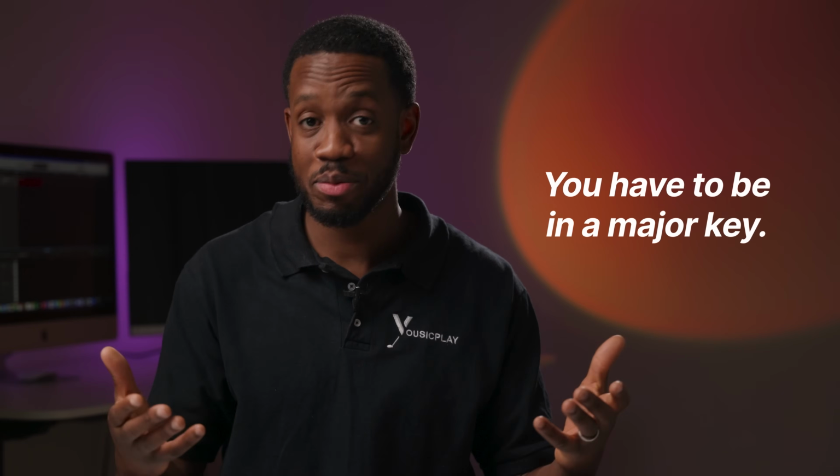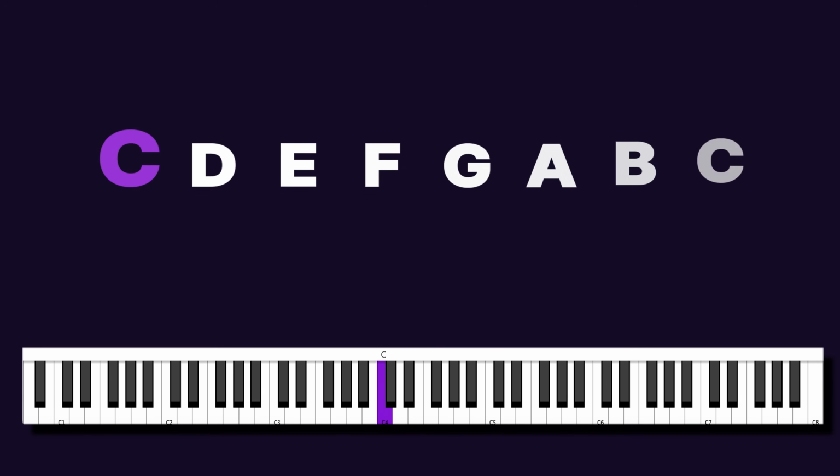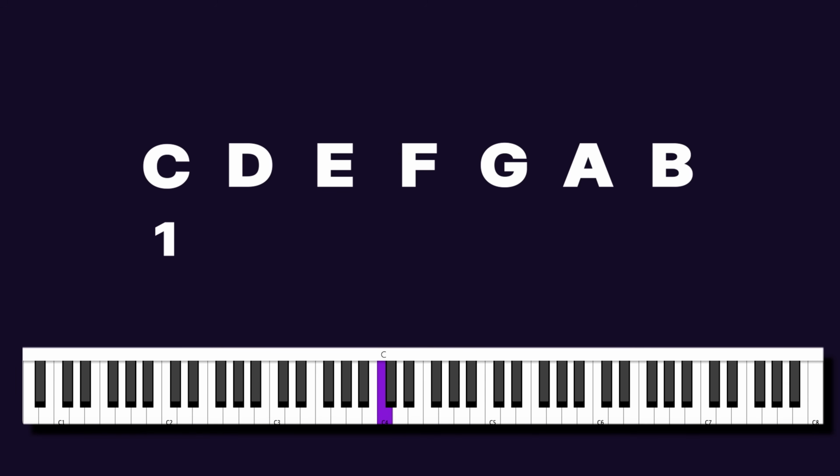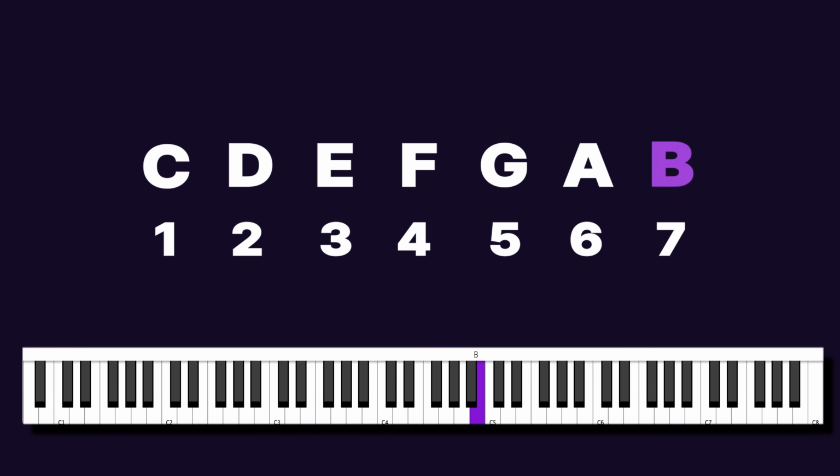Now to find the major 2-5-1, your tonic or your 1 or your home key has to be a major tonal center. Simply put, you have to be in a major key. So we'll use the C major key as our example to find our major 2-5-1. So here are the 7 notes in the C major scale. C, D, E, F, G, A, B, C. So each note has a scale degree, which basically means its numerical location in the scale. For instance, C is our 1, D is our 2, E is our 3, F is our 4, G is our 5, A is our 6, and B is our 7.